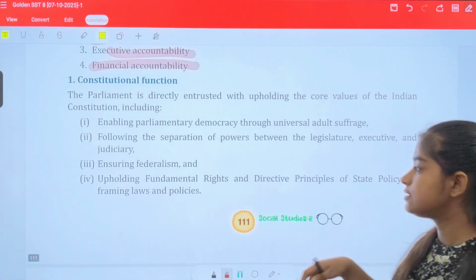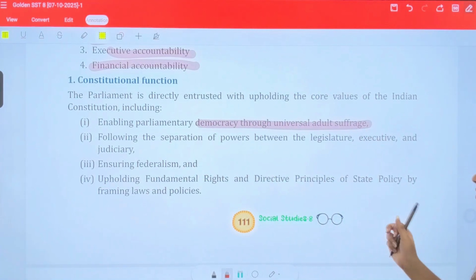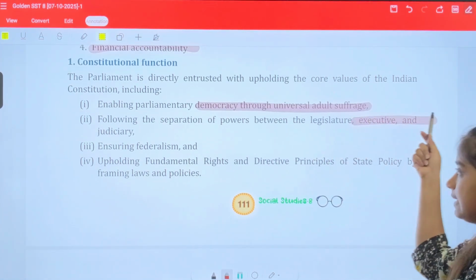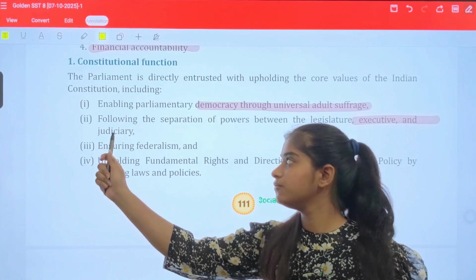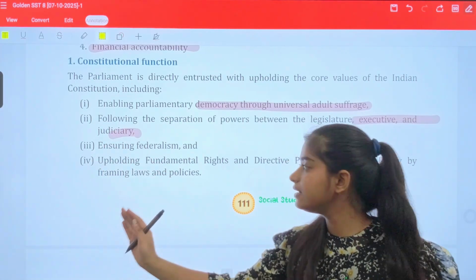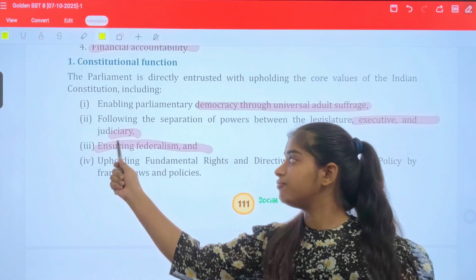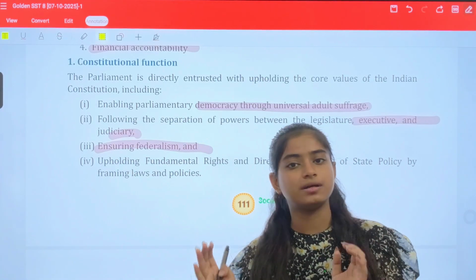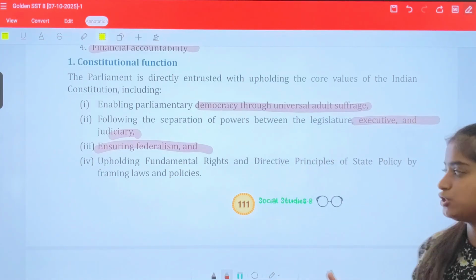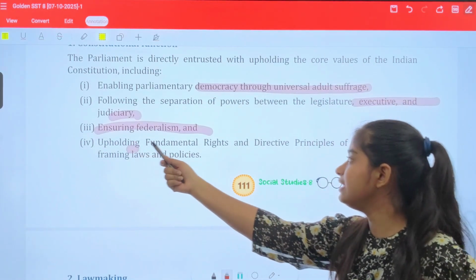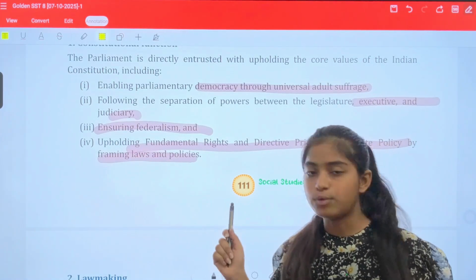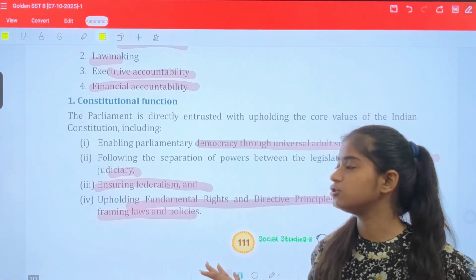It includes enabling parliamentary democracy through universal adult suffrage, following the separation of powers between legislature, executive, and judiciary, which are the three organs of the body and work independently, and ensuring federalism, so that power is divided and no single ruler will dominate and misuse it. It also includes upholding fundamental rights and directive principles of state policy by framing laws and policies. So these include the constitutional functions.